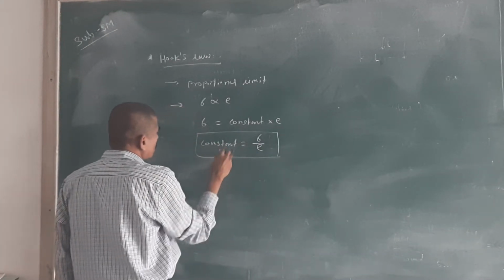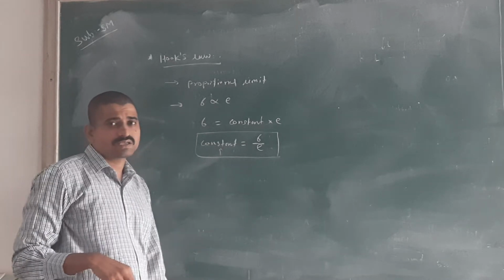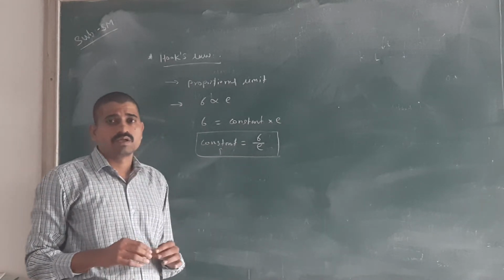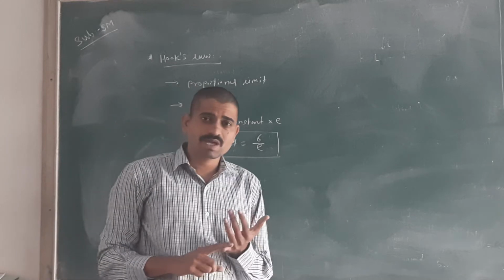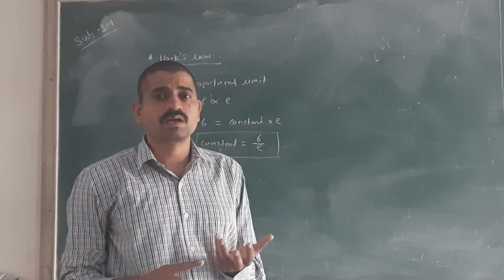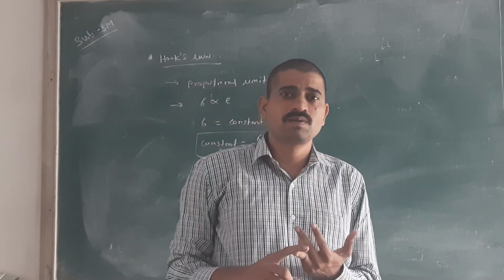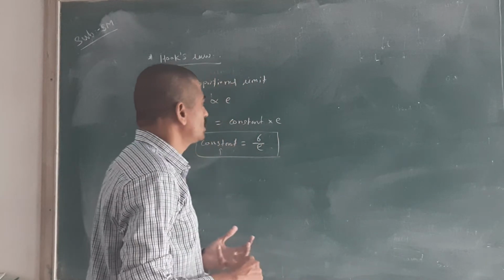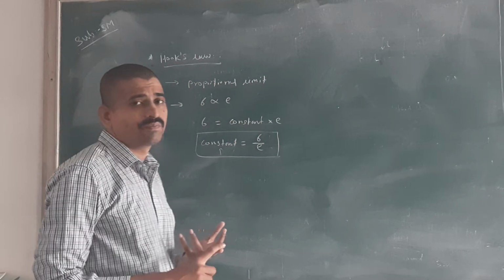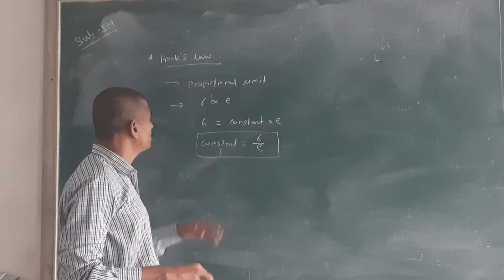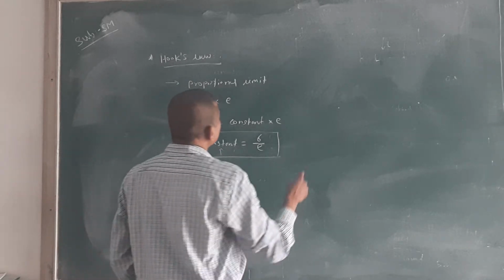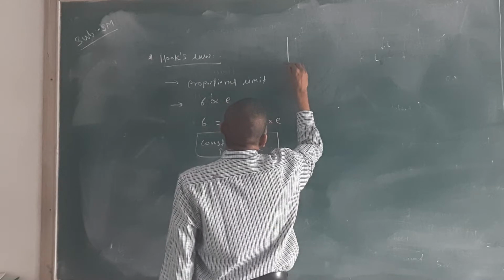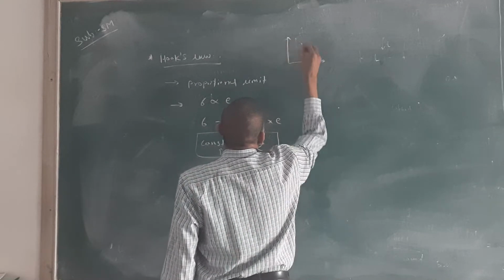In different books, for different applications, this constant value is different as per the dimensions and size of that material. Again, we can say it is the stiffness of that material. I will draw one graph here and explain with the help of that graph.